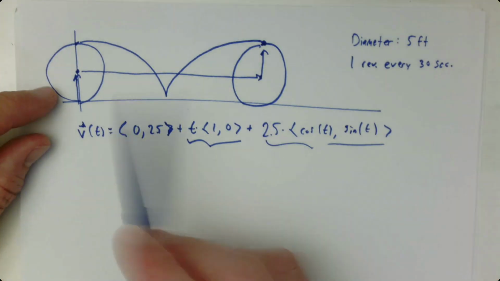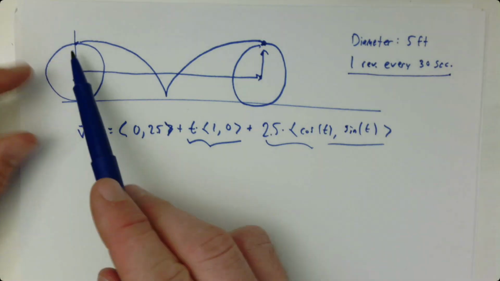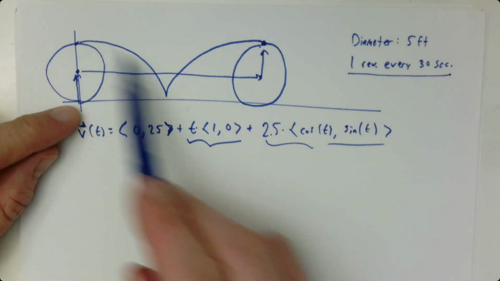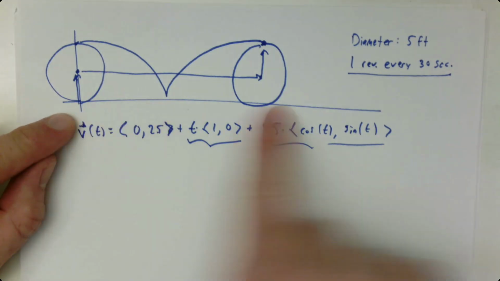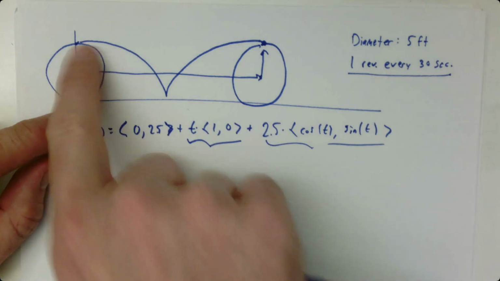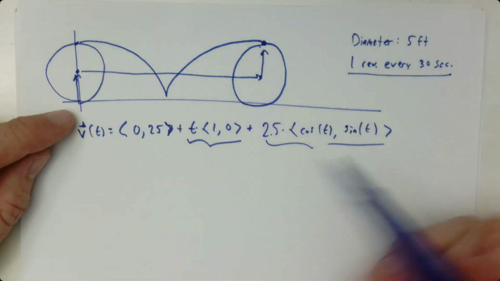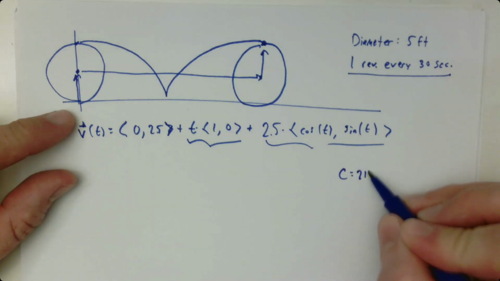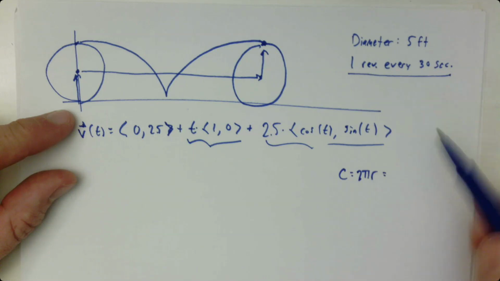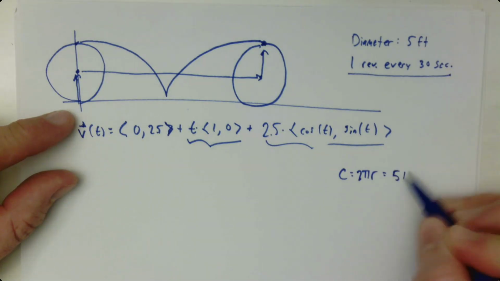The horizontal speed, so let's see, I make one revolution every 30 seconds. If you think about a ball rolling, it makes one full revolution when its entire circumference has touched the ground once. So this horizontal distance should be the same as the circumference of the ball. So let's solve for that. Circumference is 2 pi r. Twice r is going to be 5 feet. So the circumference is 5 pi.